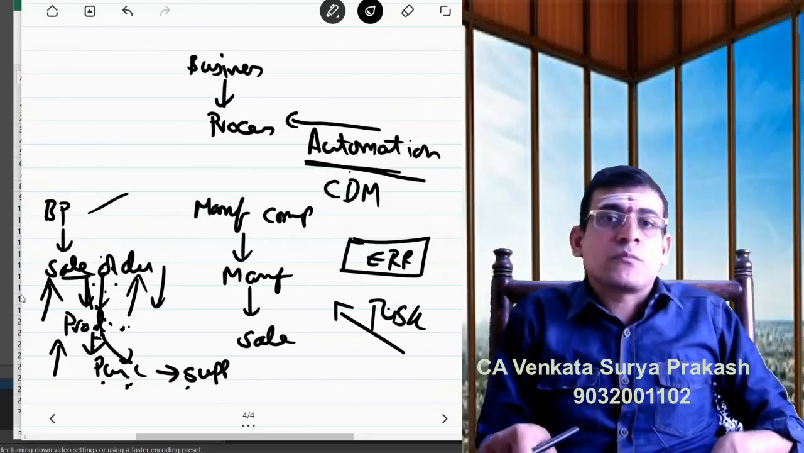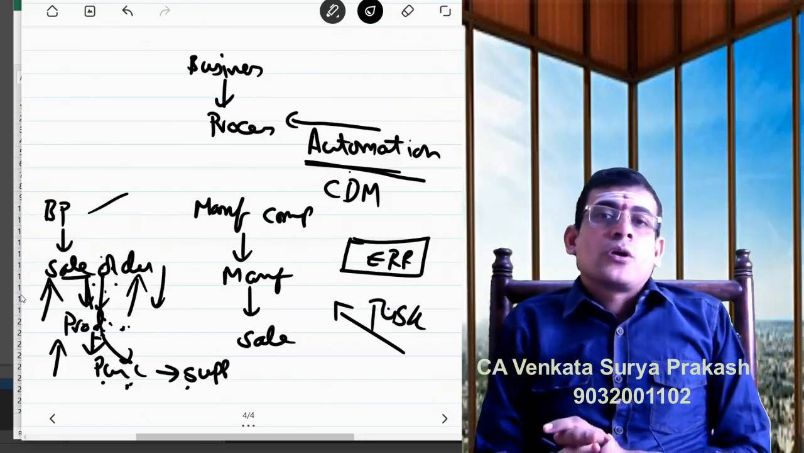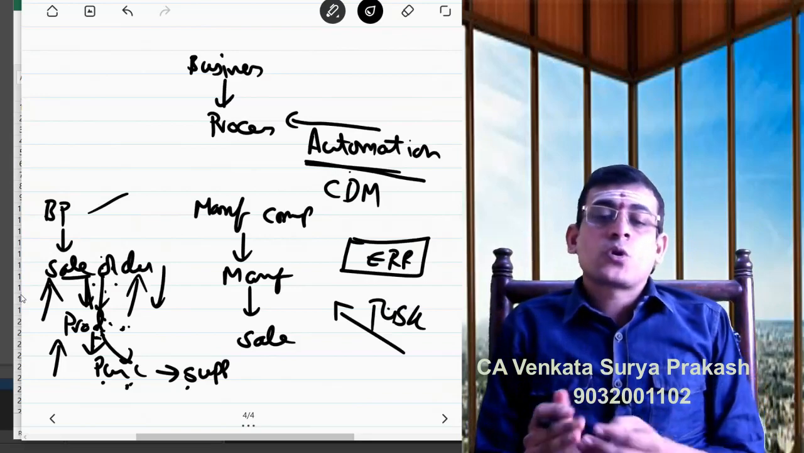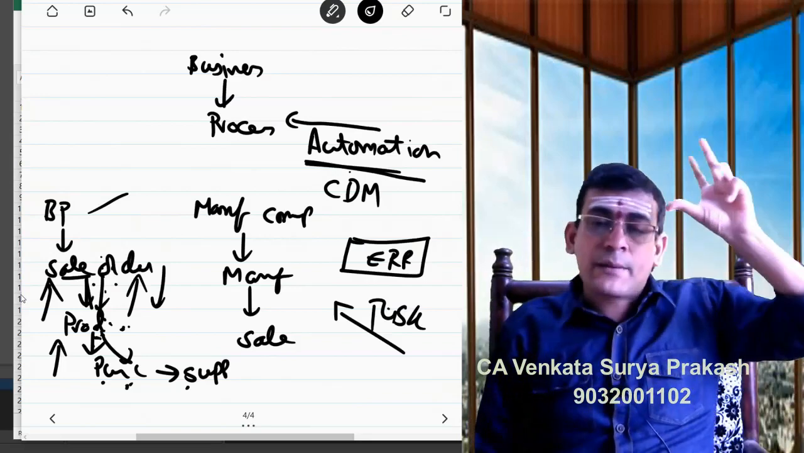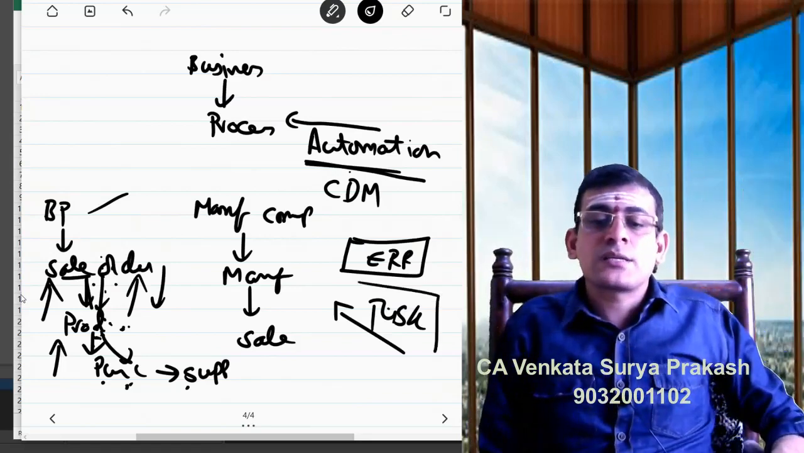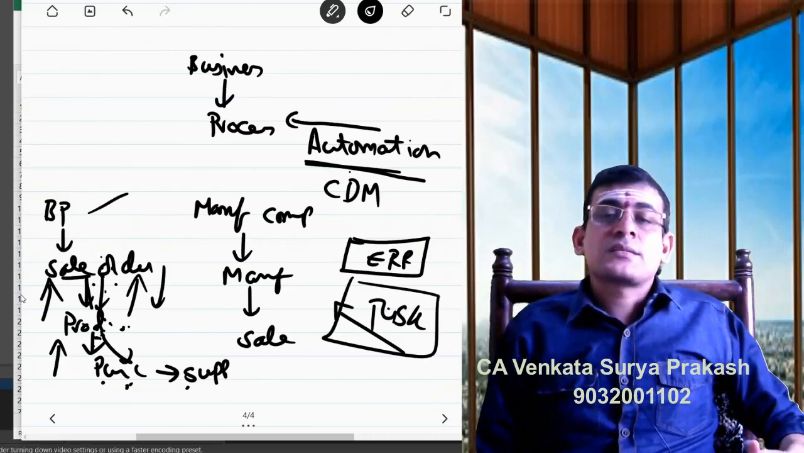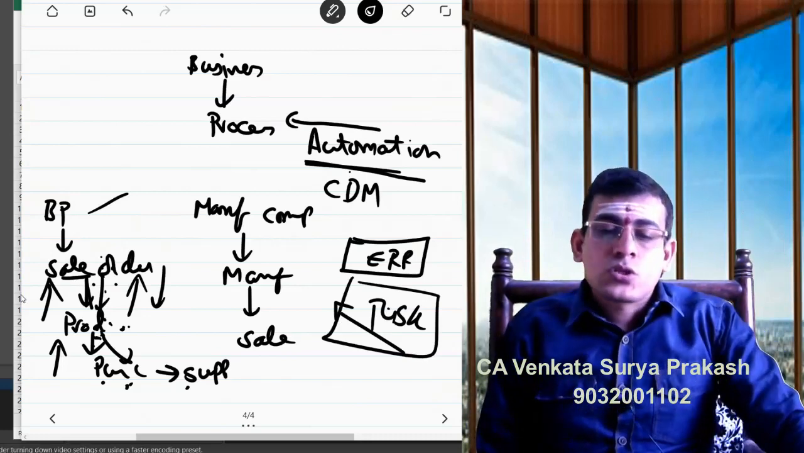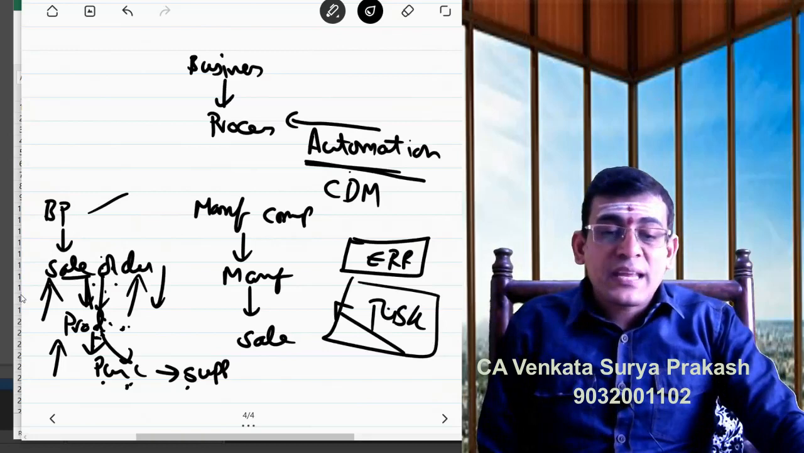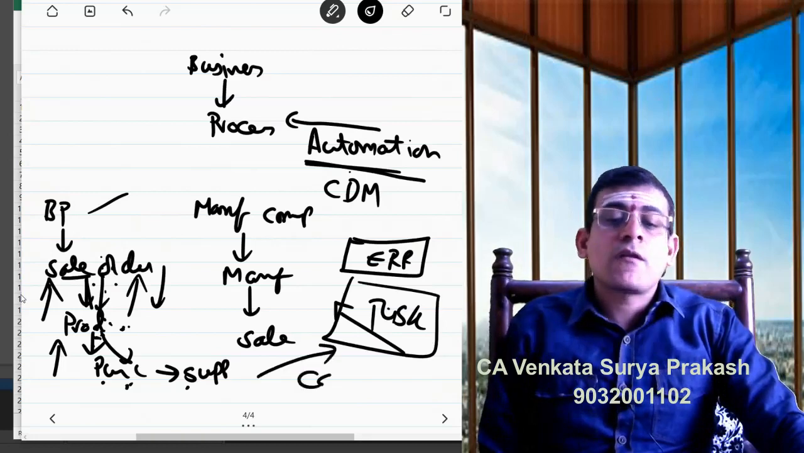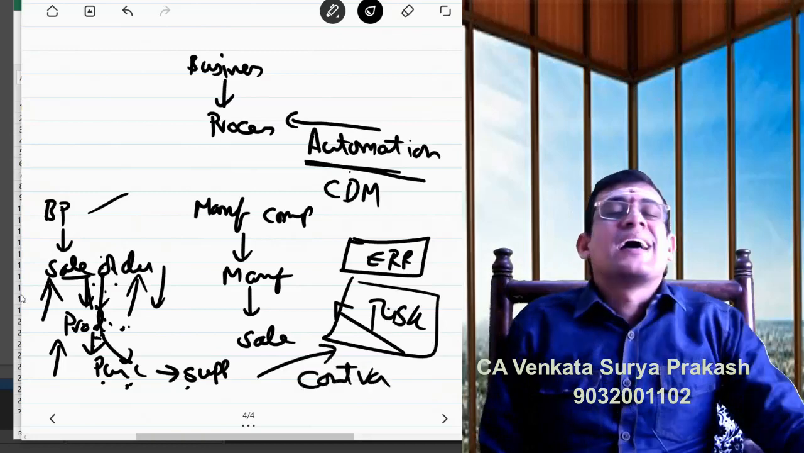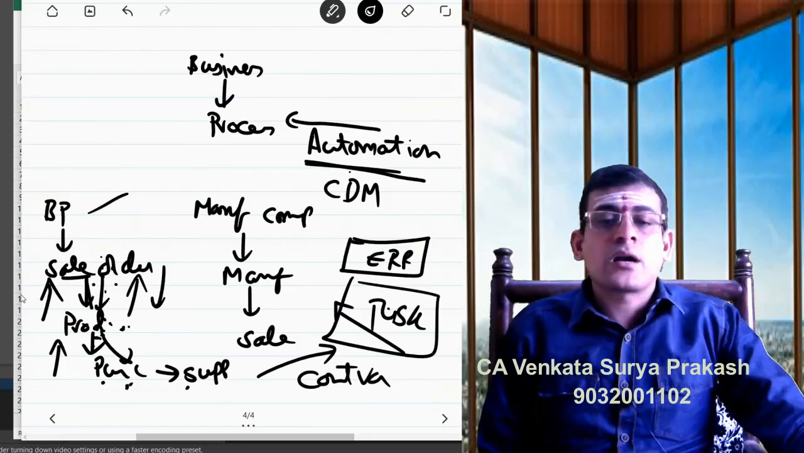You had created a system. You can always break the system. Breaking the system is something called a risk. So what will happen? To prevent the risk, you should always have some sort of controls. Application controls, general controls, all these things.